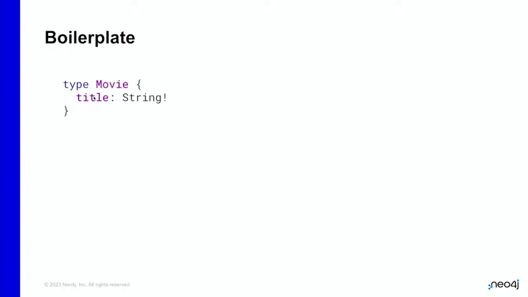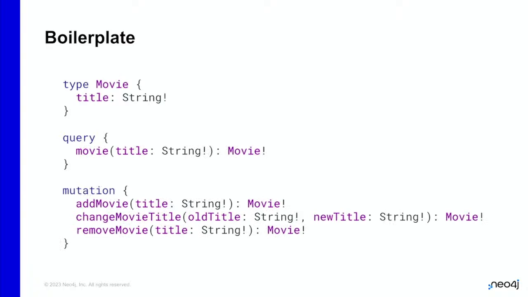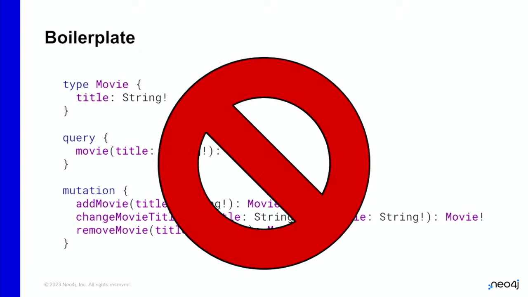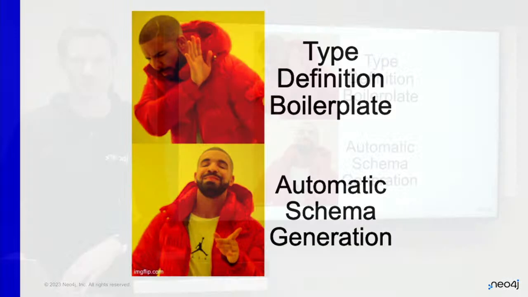But then if you're not using the Neo4j GraphQL library, you will have to write your read queries, like this here on top, where we read the movies, but also all your mutations. So if you want to add, change, remove, anything you want to do with your movies, you have to write that yourself. And also the resolvers we talked about before, you have to write all of that yourself. But nope, we're not going to do that here because our library generates this automatically for you.